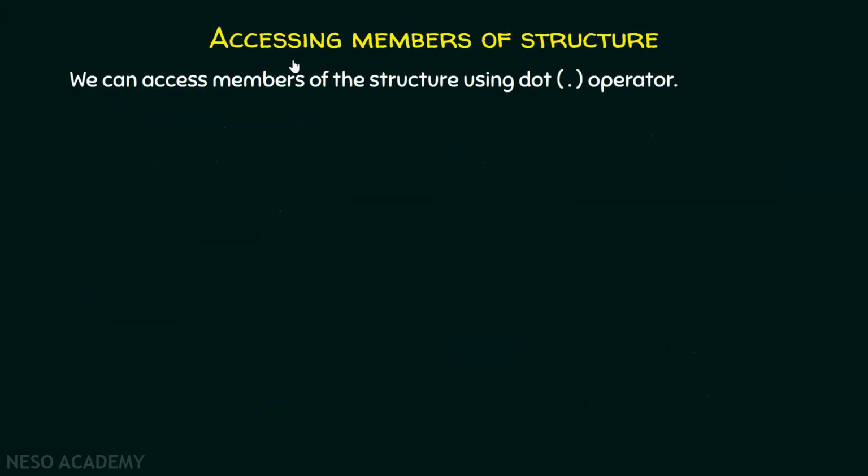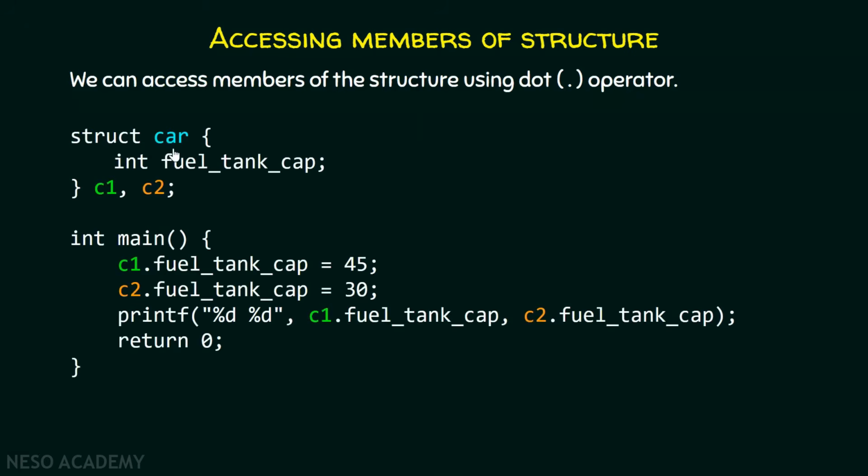Now, how to access the members of the structure? We can access members of structure using dot operator. With the help of dot operator, we can access the members of the structure very easily. For example, in this case also we have the struct car, but we just have this variable that is fuel tank capacity and we have these two variables C1 and C2 of type struct car, right? Within this main function, we are using C1 and C2 and we are simply calling this member that is fuel tank capacity using dot operator.